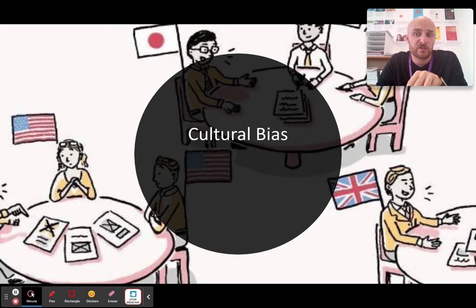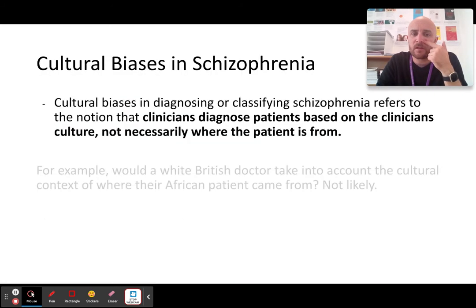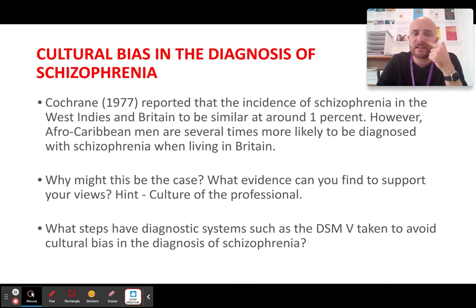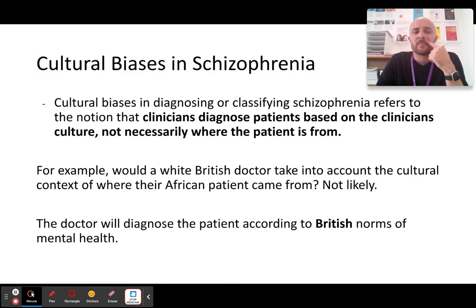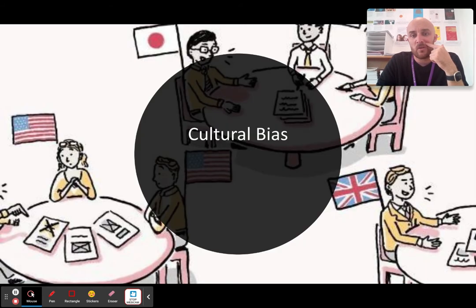Third point is culture bias. So there's two biases that I'm going to go through now, culture bias and gender bias. I don't think I actually got a slide for gender bias. No, I didn't. So I've really broken this down quite a bit. Culture bias. Is there a chance that you will diagnose based on your culture?